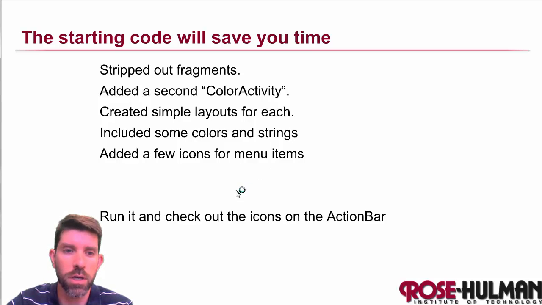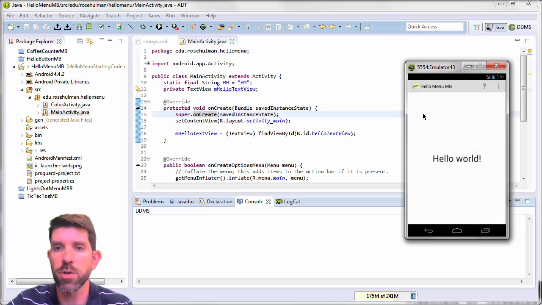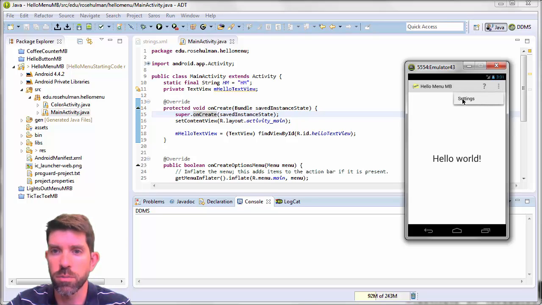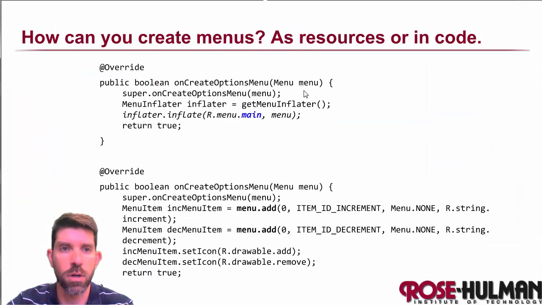What I'd recommend right now is that you go ahead and run what you have and check out what you get for free. Okay, my emulator came up here, and not too much is going on. I see that I do have a menu item here with the question mark, probably for some kind of help, and that there's something here for settings. All right, so let's see where we get those things from.